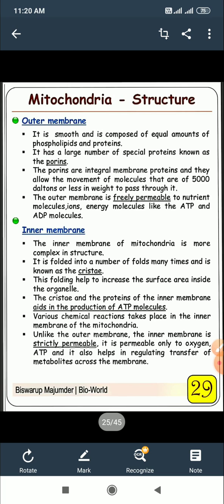Mitochondria is the double membrane organelle that contains the two membranes. One is the outer membrane and another one is the inner membrane. It is also termed as the powerhouse of the cell.